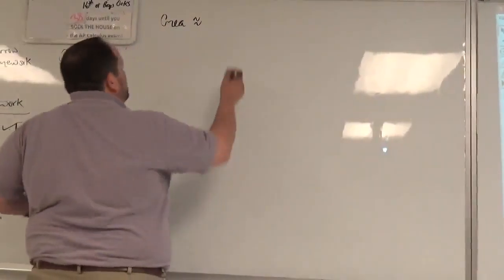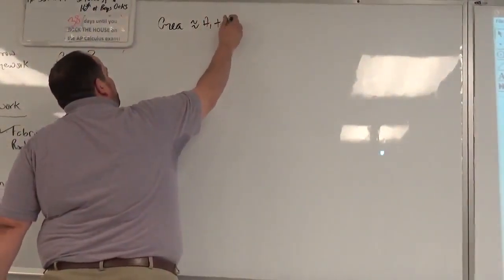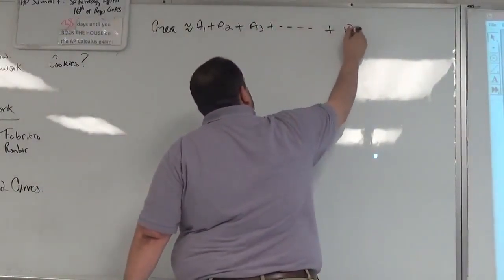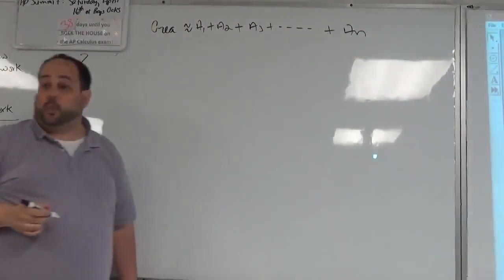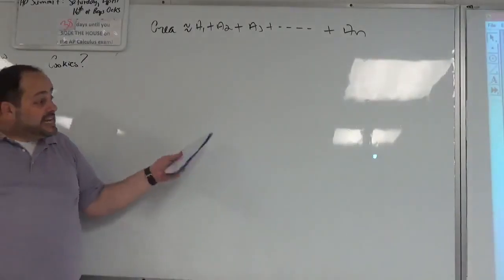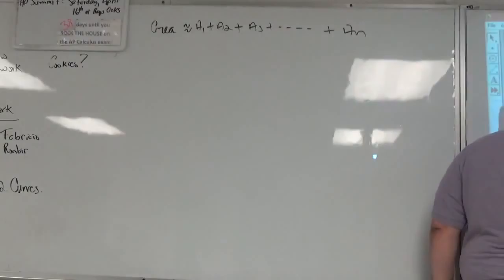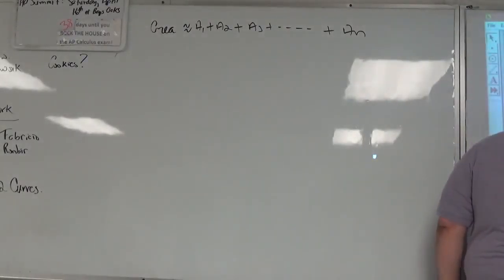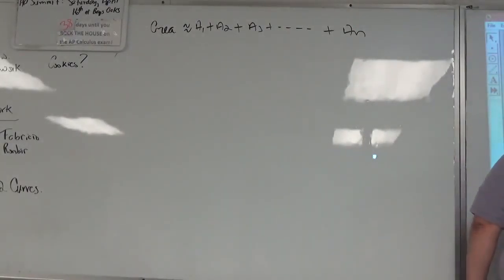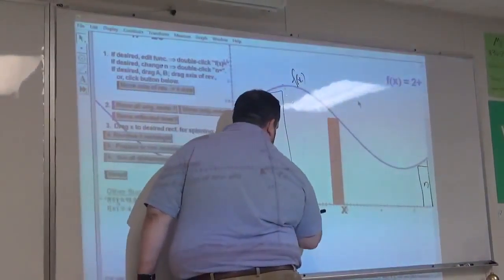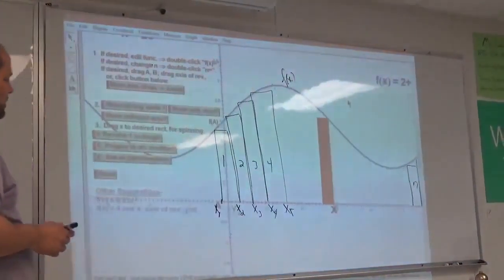But what I would do is say the area is the area of the first one plus the area of the second one, plus all the way out to the area for the nth one. For each of these rectangles, let's say I'm doing the left endpoint method. I'll call this x sub 1. My partition was x1, x2, x3, x4, x5, and so on.